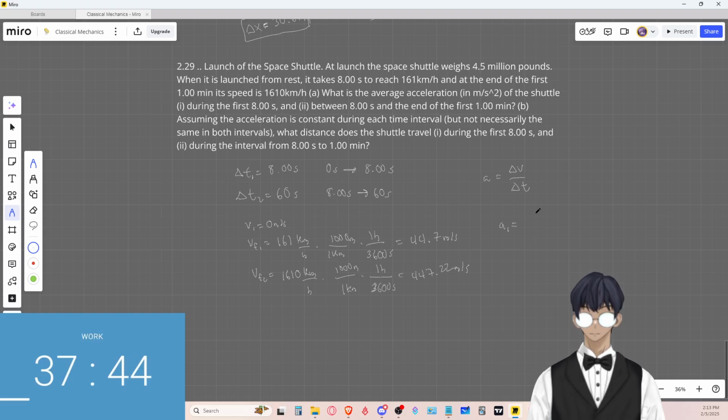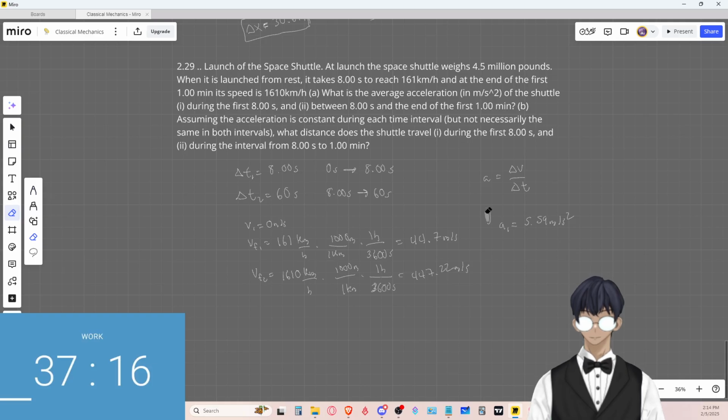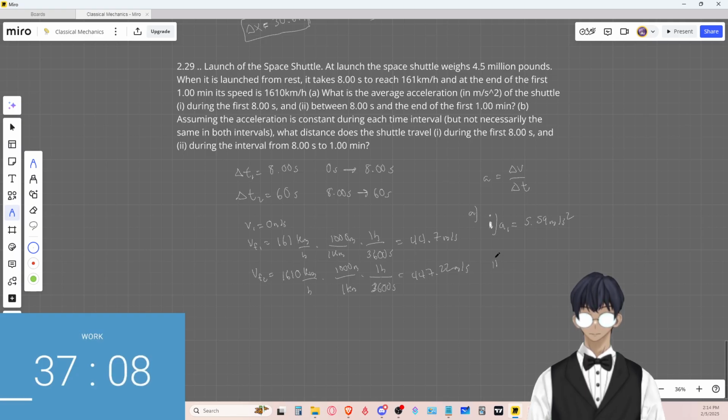So we know it went from 0 to... so we don't have to worry about doing 0. We just have to divide over 8 seconds. That is, the acceleration is 5.59 meters per second squared. Okay, that's acceleration 1. It's still A, but this one's A1. So now we got to do A2.